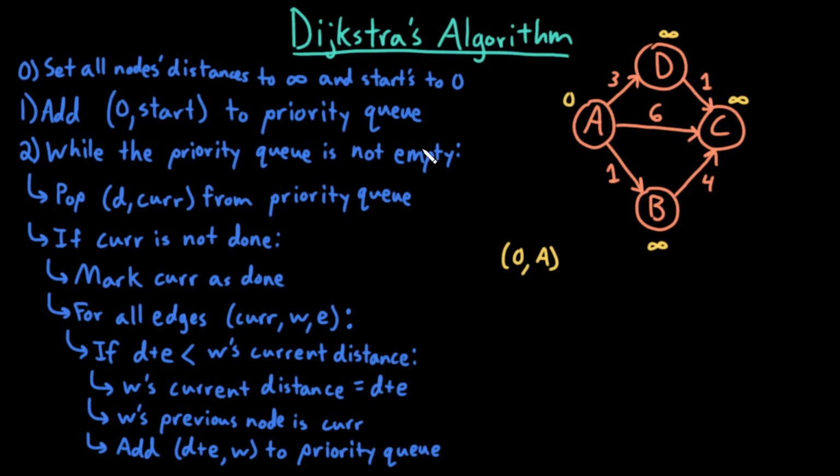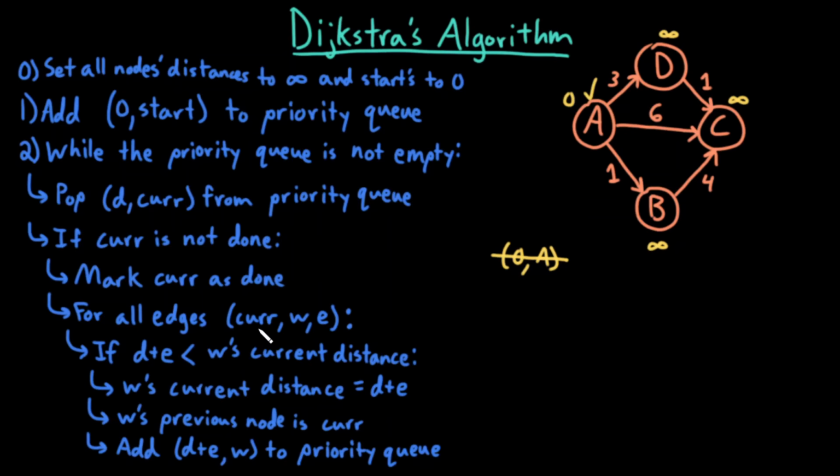So while the priority queue is not empty, it's not empty, I have a node here, pop the current distance and the current node from the priority queue. So I'm going to pop the current distance, current node from the priority queue, which is distance 0, current node A. So distance 0, and I'm at node A. If the current node is not done, nope, it's not done, mark it as done. Cool. So that means that I've found the shortest path to A, which is length 0.